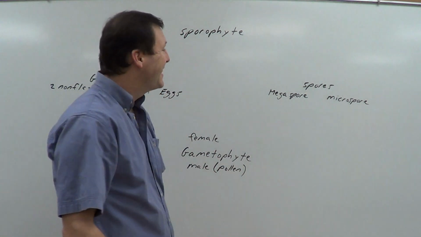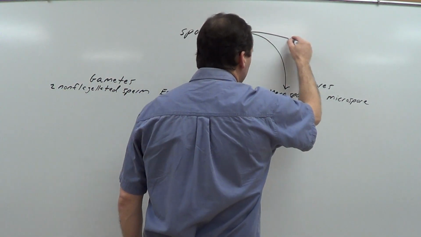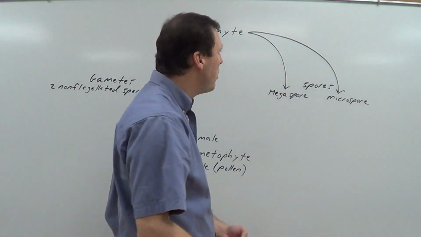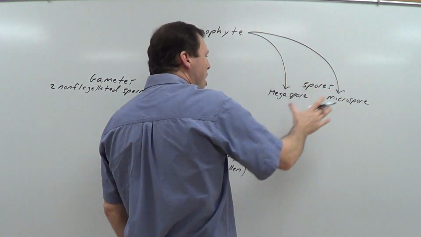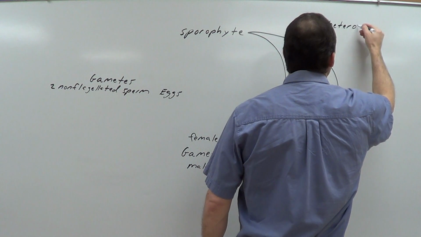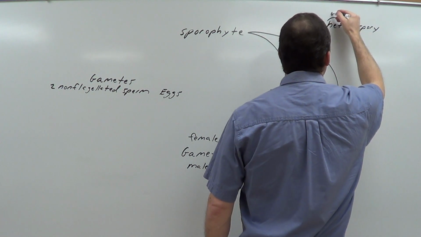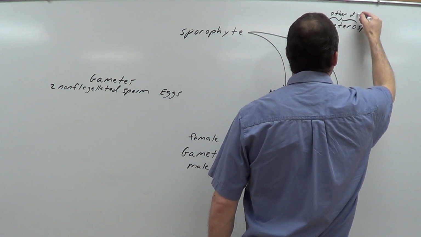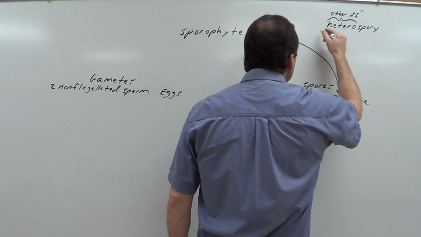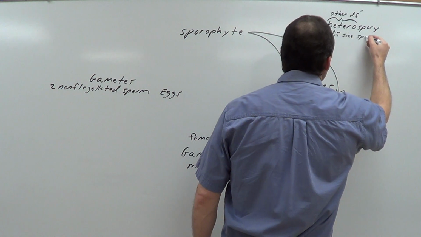Now let's go ahead and connect these up. The sporophyte is going to produce two different types of spores based on their size. Mega means large and micro means small. And we're going to call that process heterospory. So I'm going to write that up here, heterospory. And hetero means other or different. And we're going to produce two different size spores.